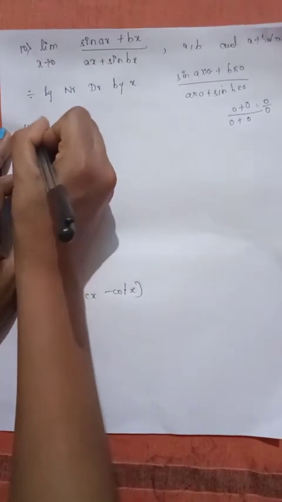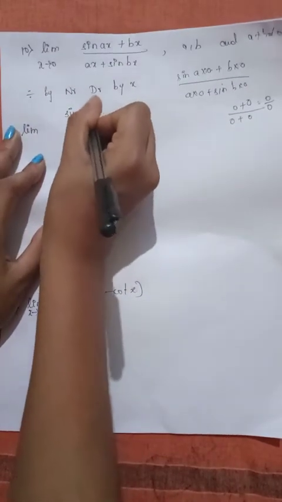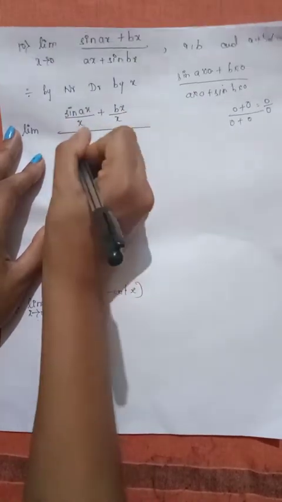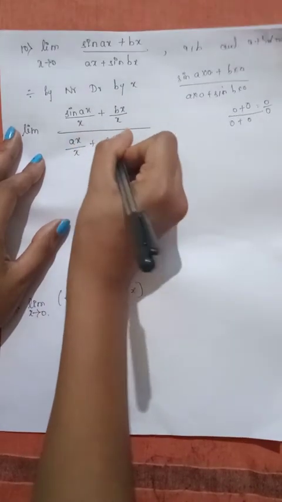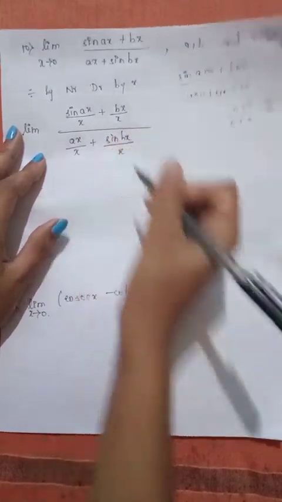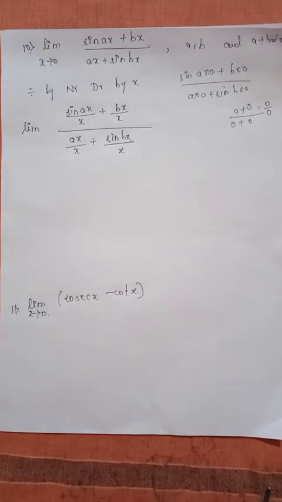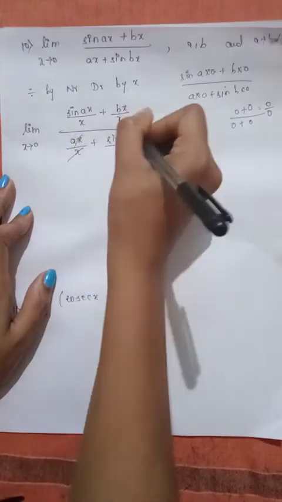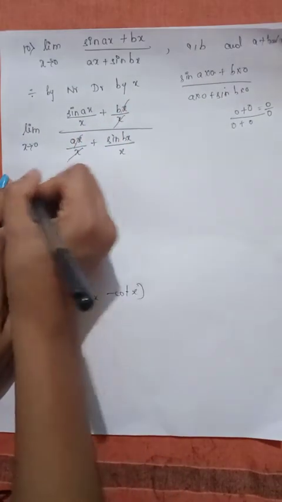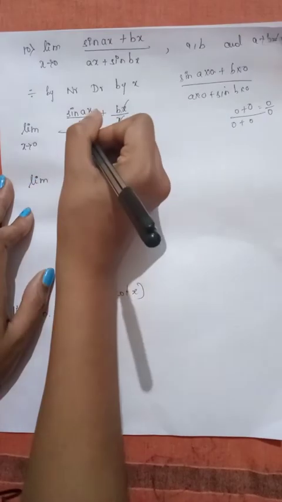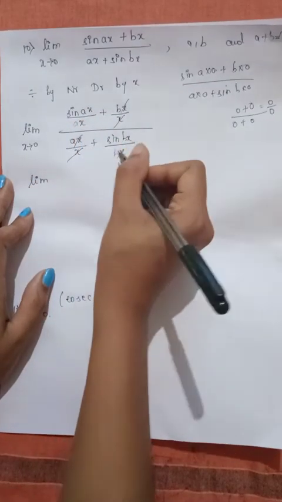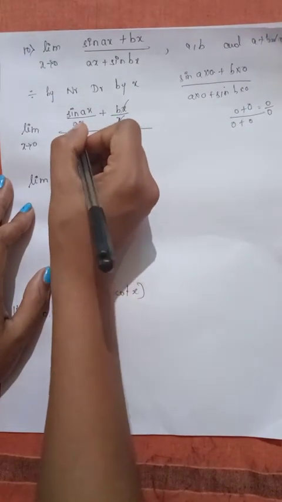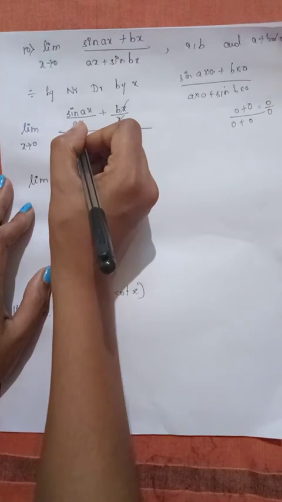So what does it become? Limit of individual terms. Each term I have to divide. Sin ax by x plus bx by x, divided by ax by x plus sin bx by x. So what I have done is I have divided each term by x. Okay, so what does it become as x tends to 0? So x cancels. Here x cancels. So now what has it become? If I have a here and if I have b here, then I can use that particular limit. But if I have to get a here, then that should not change my question also.